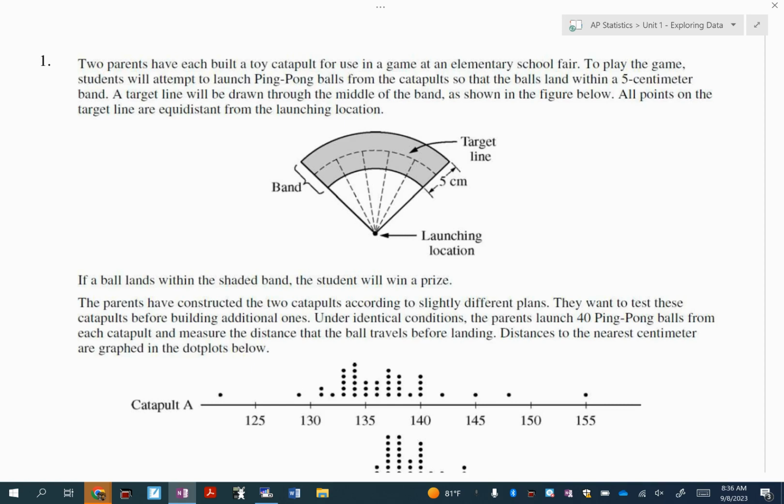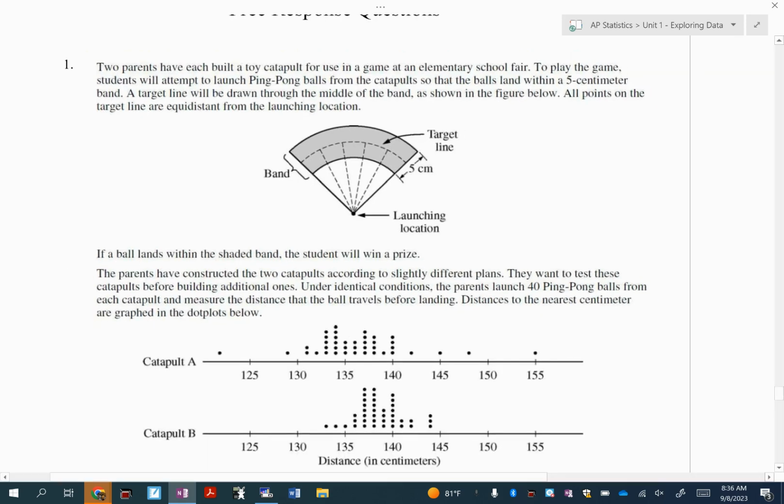So we've got essentially 2 parents who have built 2 separate catapults. You can see catapult A, catapult B, based on different designs. They want to build more of them and use them at a school fair, where they're going to have a game where you put a ping pong ball on the catapult. It launches the ping pong ball, trying to get into this band. The target line is here, and the band is 5 centimeters. As long as you land in that band, you win whatever prize is happening for that game.